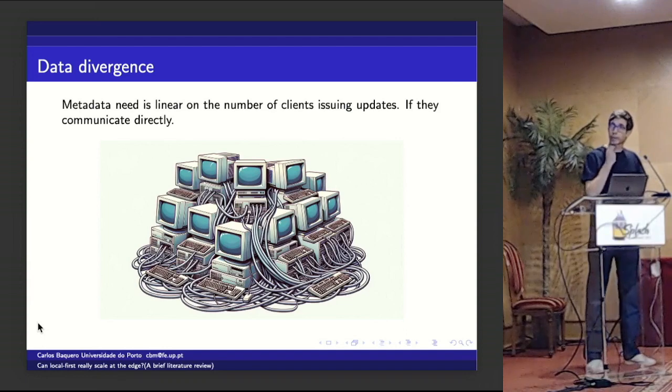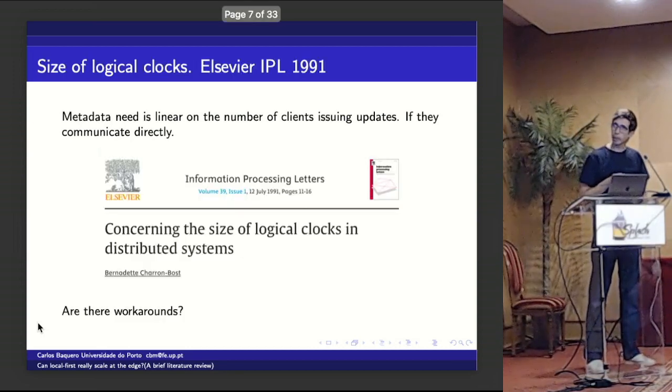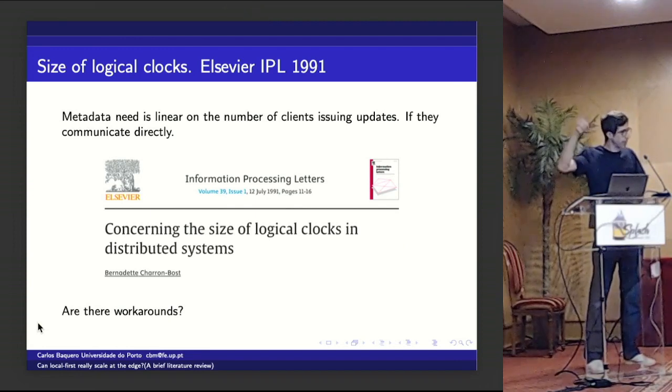So we have a problem here, is that metadata need is linear on the number of clients that are issuing the updates if they communicate directly, and we'll come to that, that will help us later on. And okay, I'll be showing papers all the time. So this is a result from the 90s that tells you basically the same thing. So there is a linear relation between the number of actors interacting with the data and the metadata size, okay? So this is established.